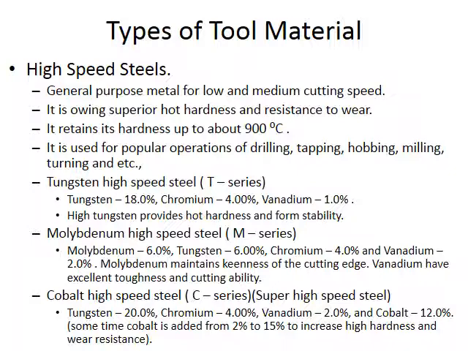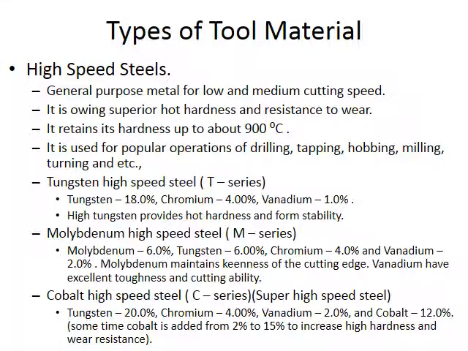Okay. So the next point is molybdenum high speed steel. Generally, molybdenum high speed steel means the M series. Cobalt high speed steel is the C series. There are two categories. Molybdenum high speed steel, for example M series 2, is called in industrial technical terms the M series tool. That indicates molybdenum high speed steel.